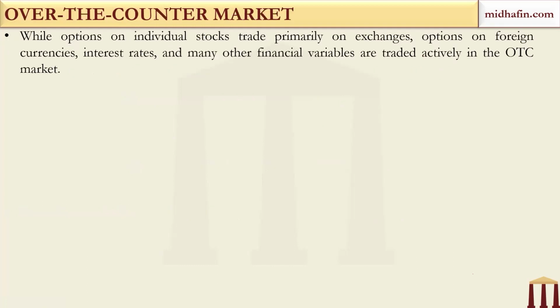Now, the over-the-counter market. In over-the-counter markets also, we have options that are traded. Options on individual stocks which are listed on an exchange are primarily traded on exchanges. But if you want to find options on foreign currencies, interest rates, or any other variable like options on delisted stocks, or options on bonds, then you will have to look at other places, which is mostly the over-the-counter market. And these over-the-counter markets are beyond the reach of common people.